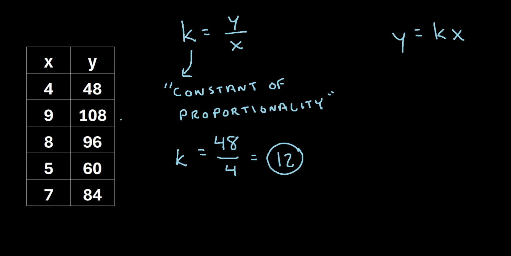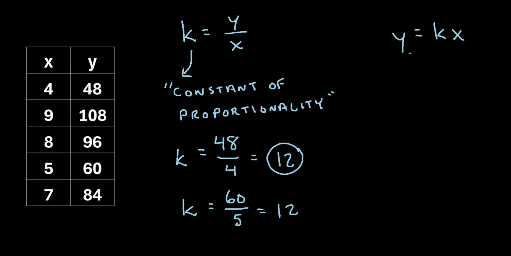And again, we can pick any row in this table, and we should get the same value for k. So for example, let's say we picked this row down here. We would get k is equal to y divided by x. So 60 divided by 5. And that also turns out to be 12. So the constant of proportionality is 12.